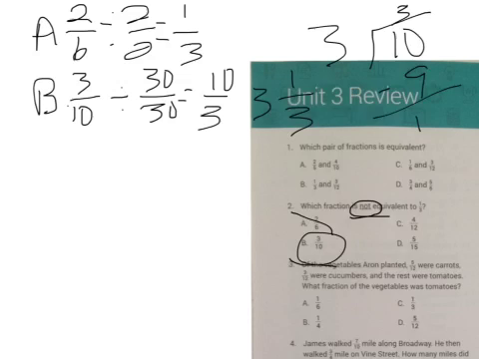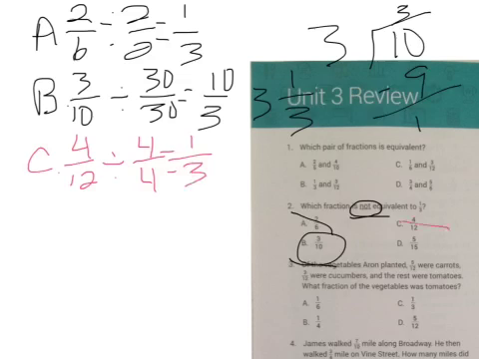But let's go ahead and work them out just to make sure that I did this correctly. So let's look at C. So we have 4 over 12. So we know that 4 and 12 will both divide by 4. So we know 4 will divide into 4 1 time, and 4 will divide into 12 3 times. So we know that's not it.